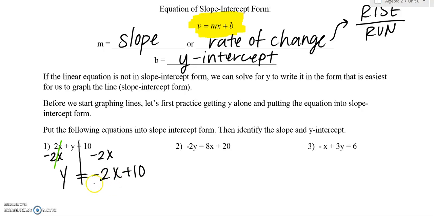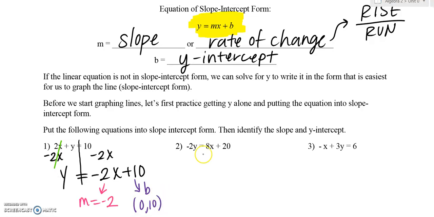And the reason why I put that negative 2x in front is so that it matches slope-intercept form, and then my b term is at the end. This way it's very simple to identify my slope. Right here, this negative 2 is my slope. And then at the end here, this is my b value. And like I said earlier, I'm going to want to write this as a coordinate. So I'm going to write this as (0, 10).